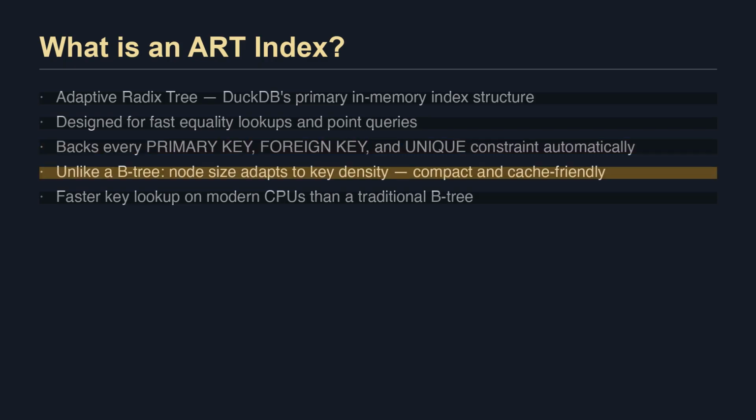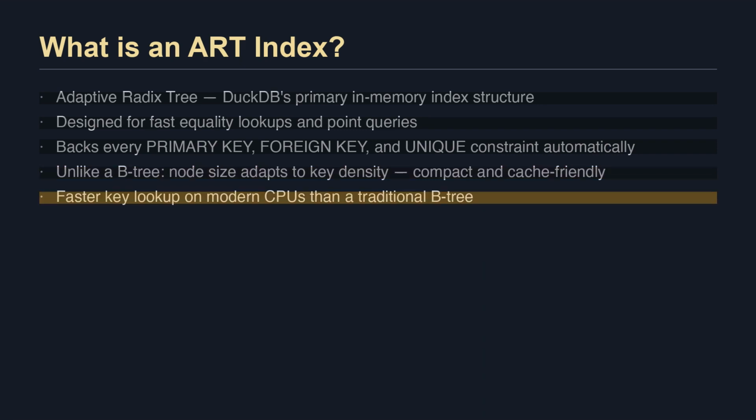Unlike a B-tree, ART adapts its node size to the actual key density. Sparse key ranges use smaller nodes, dense ranges use larger ones. This keeps the tree compact and cache-friendly. The result is faster key lookup on modern CPUs compared to a traditional B-tree index.